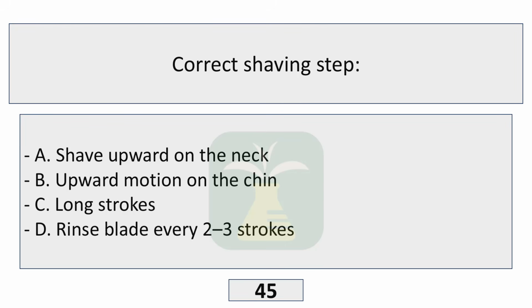Correct shaving step. A. Shave upward on the neck. B. Upward motion on the chin. C. Long strokes. D. Rinse blade every 2 to 3 strokes. Correct answer: A. Shave upward on the neck. Short, upward neck strokes follow hair growth.